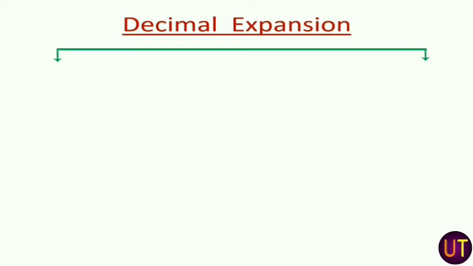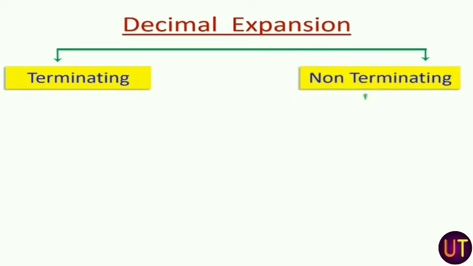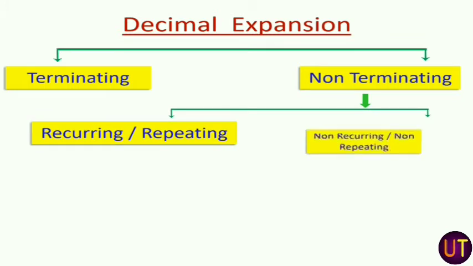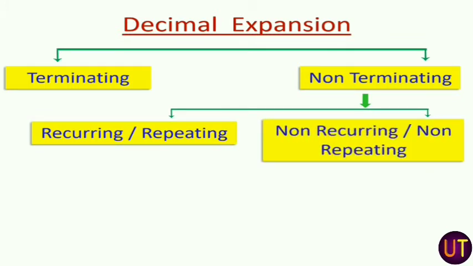Now decimal expansion can be divided into two parts. First one is terminating and second one is non-terminating. Non-terminating can also be divided into two parts. First one is recurring or repeating decimal and second one is non-recurring or non-repeating decimal. Now we will discuss all of this separately. First we will discuss terminating.